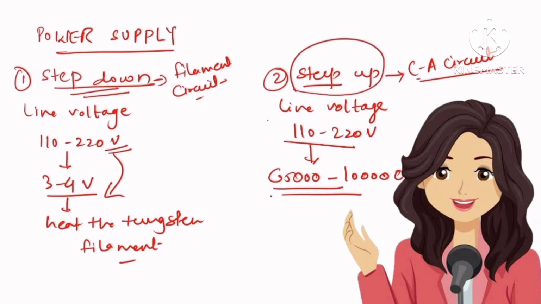And the step up transformer will increase this line voltage to 65,000 to 1 lakh of volts. All right. So there are two units basically, or two circuits basically. First is the filament circuit, that is the tungsten filament. To heat up the tungsten filament, you need a step down transformer. And to increase the potential difference between cathode and anode so that the electron cloud will move with a speed towards the anode, you need this step up transformer. All right. I hope you understood this, Disha.